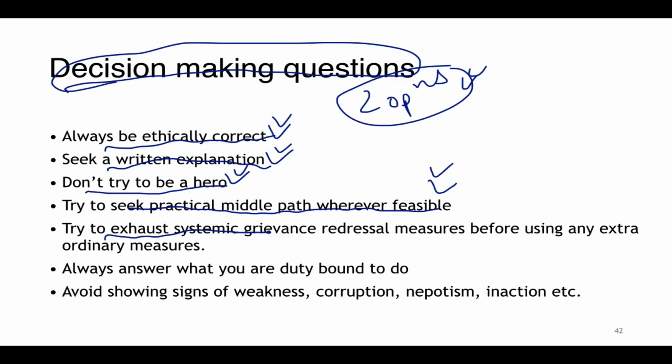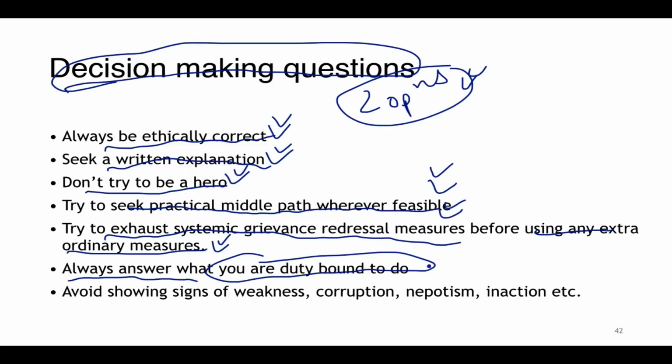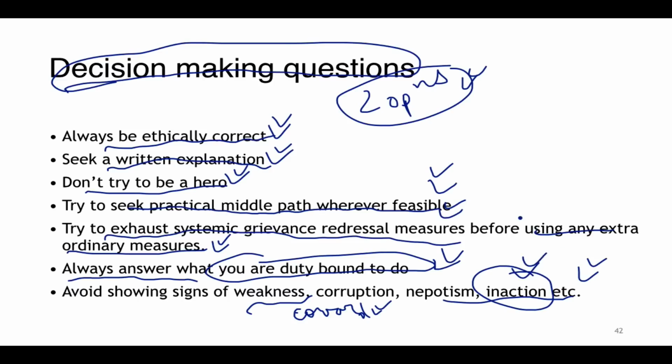Do try to exhaust systemic grievance redressal mechanisms before using any extraordinary measures. So this is also very important. And always answer what you are duty bound to do. This is extremely important. Do not go away from your duty and do not show weakness, cowardice, corruption, nepotism, etc. So these should not be indicated, and inaction. You should always be taking actions.